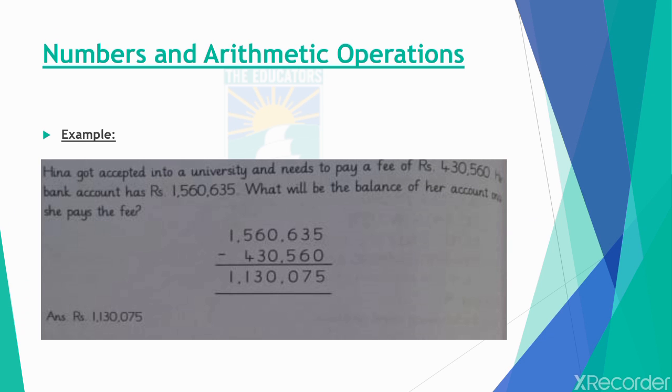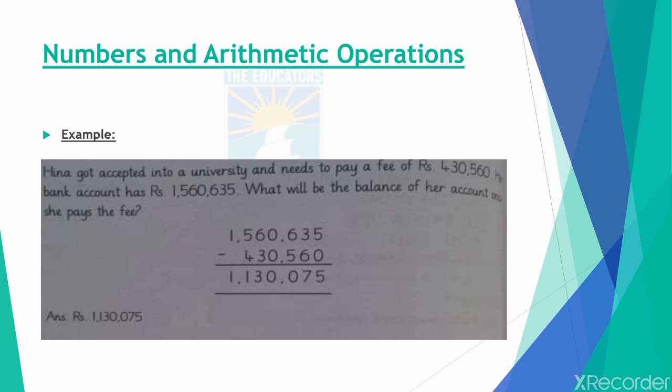Now we have an example. Hina got accepted into a university and needs to pay a fee of 430,560. Her bank account has rupees 1,560,635. What will be the balance of her account after she pays the fee?